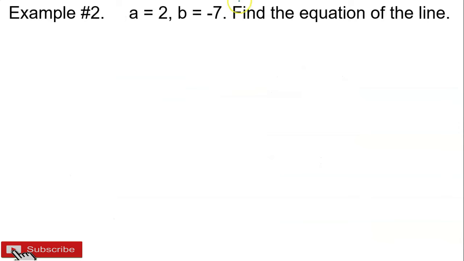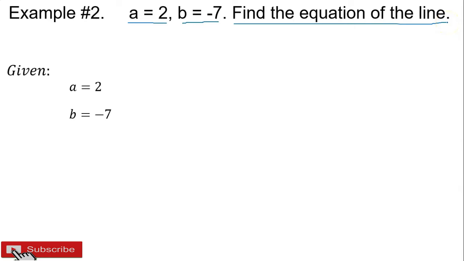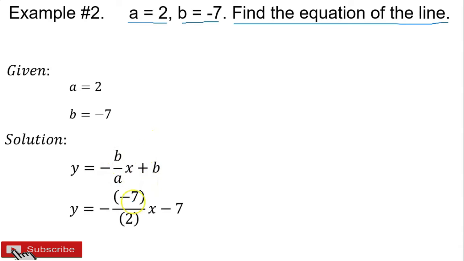So, let's have another example. A is equal to 2, b is equal to negative 7. So, yung b dito, this is our y-intercept, and yung a dyan, that is our x-intercept. We are going to find the equation of the line. So, again, using this formula, y is equal to negative b over ax plus b. Substitute nyo lang yung value ng a at saka b.